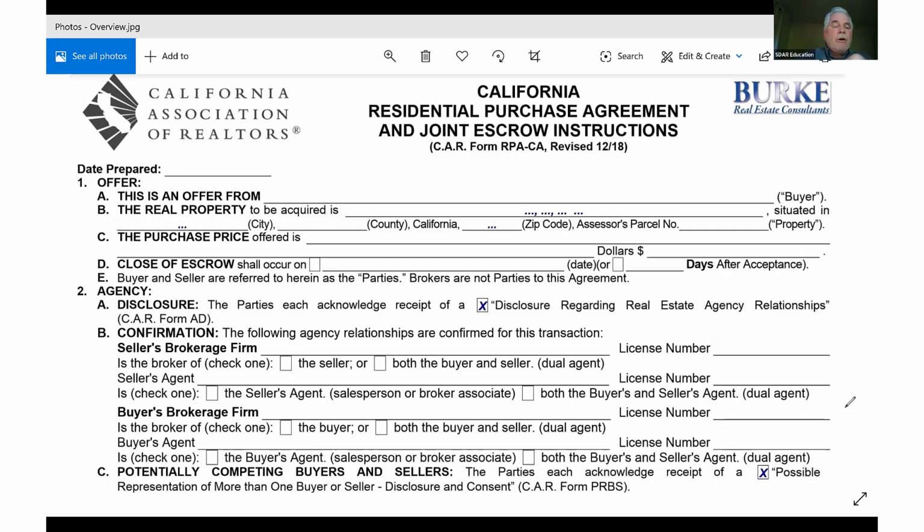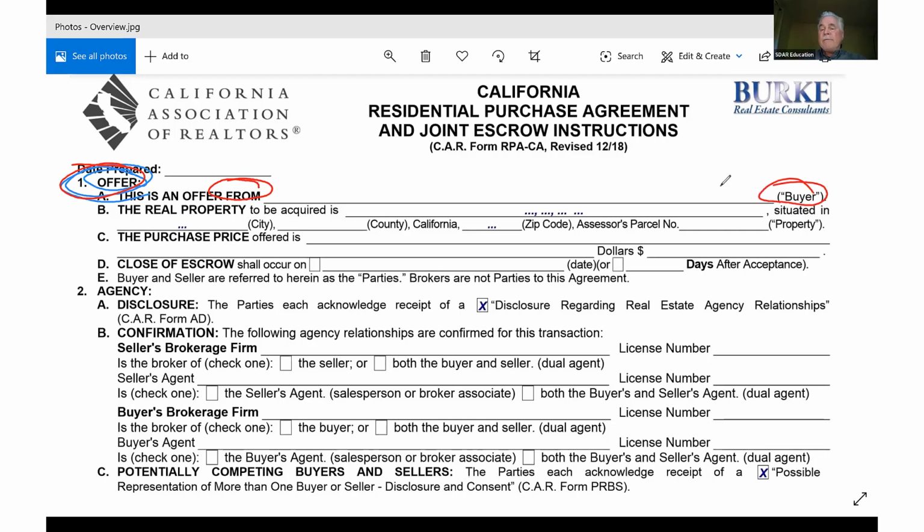Okay, so paragraph number 1. This is an offer from, God, I wish that was in red. Why is that not in, oh, you know what? Let's make it red. There we go. Okay. All right. So this is an offer. Paragraph number 1 is an offer. An offer from. So what are you going to put in there? Well, of course, you're going to put in the buyer's name, right?